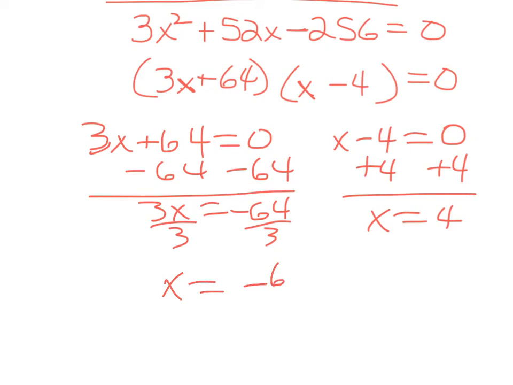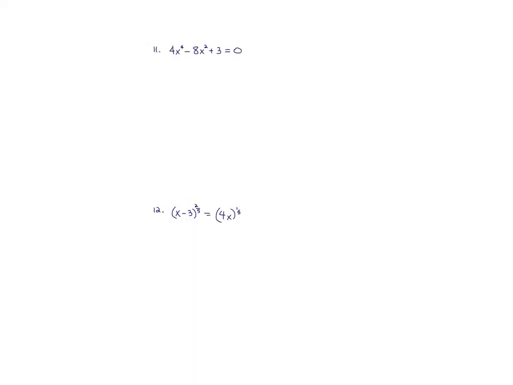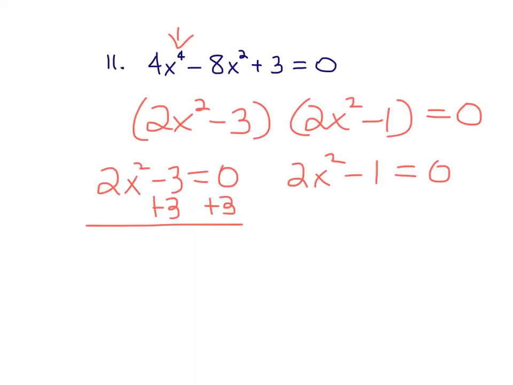So x equals negative 64 over 3, and x equals 4, and they check. So I will add 3 here and get 2x squared equals 3. Divide by 2. X squared equals 3 over 2.